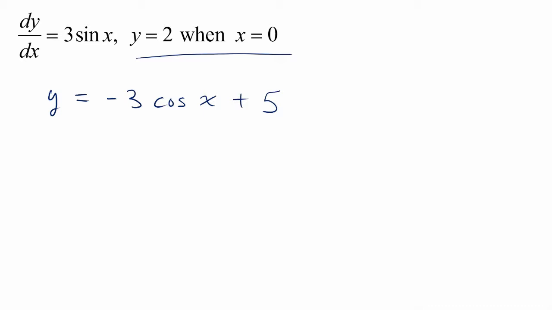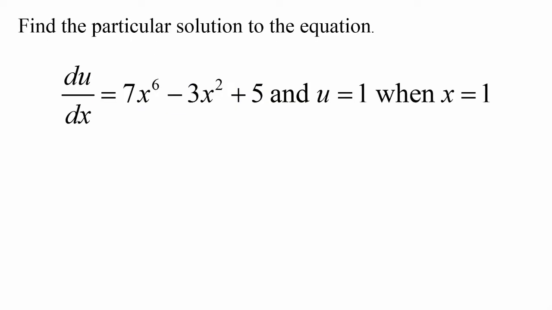Now it's time for you to try a problem. Find the particular solution to the equation du/dx equals 7x^6 minus 3x^2 plus 5, and we're also told that u is equal to 1 when x is equal to 1. Pause the video while you work on this problem. When you are finished, restart the video to check your solution.